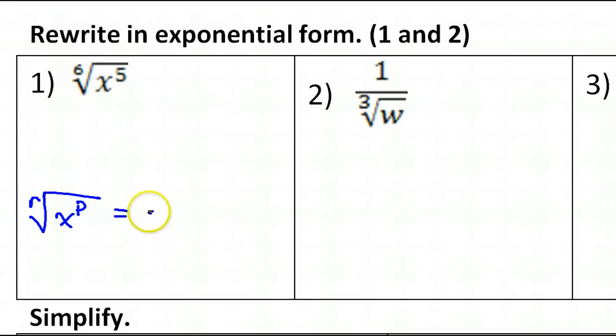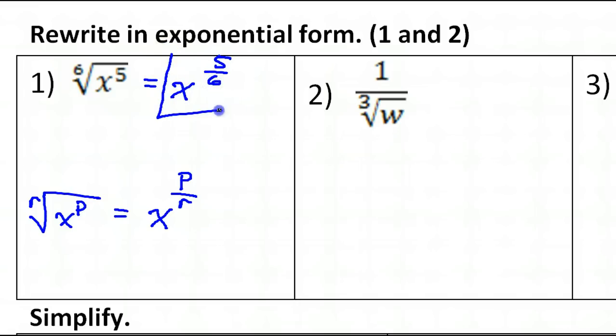So when we rewrite this in exponential form, it is always going to be in the form power over root as far as the exponent goes. So applying that to this problem, if we think power over root, 5 is the power, 6 is the root. So this would be x to the 5/6 power. Okay, so there's your answer to number 1.